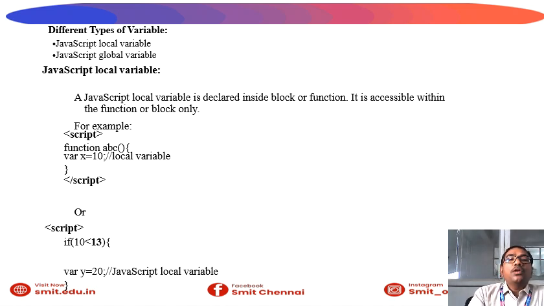So a JavaScript local variable is declared inside a block or a function, and it is accessible within the function or block only. Now you can see here under the script tag we have a function called ABC, and we have declared a variable, that is var x is equal to 10. So we can access it only within that particular block or function. It cannot be accessed outside that particular function. That is why it is called a local variable.